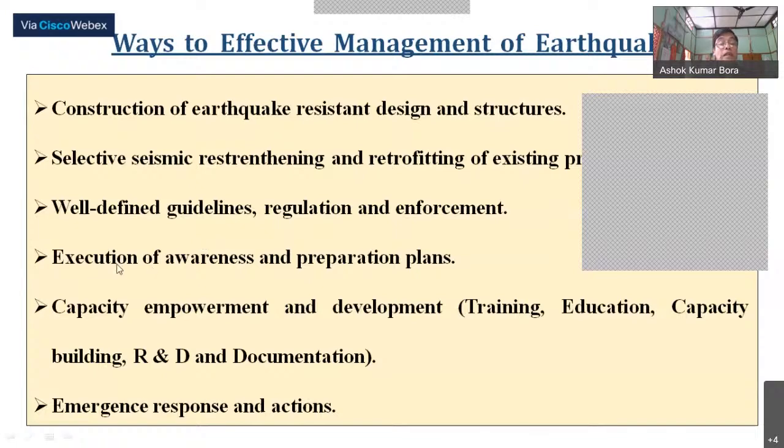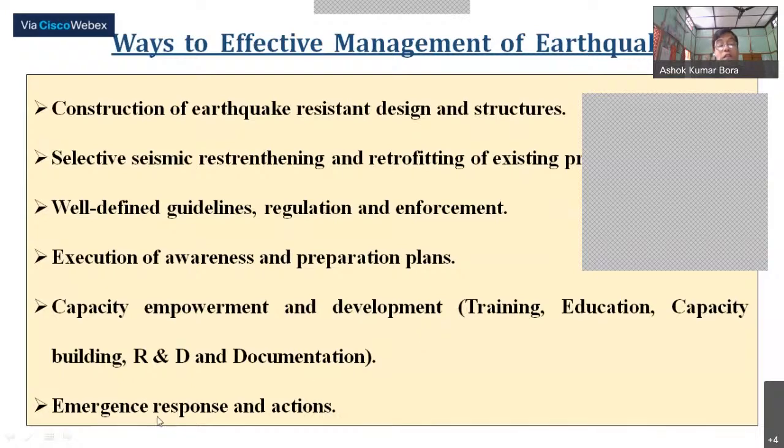so that we can go for good quality earthquake resistant constructions. Then execution of awareness and preparation plans. Awareness and preparation plans are there, but proper execution from top to bottom level across different social levels and community levels and economic levels should penetrate. Then capacity building is important. Capacity empowerment and development through proper training to the stakeholders, education on disaster management, disaster occurrence, and especially earthquake. Then research and development and documentation. These are very important components which can uphold the capacity empowerment on the part of the stakeholders.